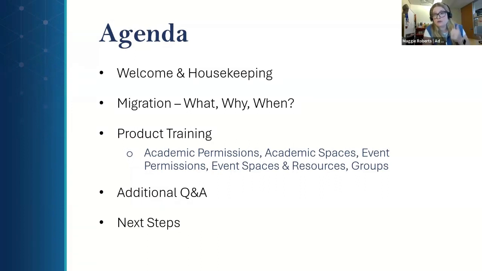So we're going to talk through the migration highlights, just like we do in every one of these webinars, in case this is your first one, of the what, why, and when. And then we're going to go through product training. I put academics on here first, but we're actually going to go through event permissions and spaces, resources, and groups first, and then jump over to the academic side of the house. If there's any additional Q&A, if we have time, we'll answer questions then, but questions should be answered throughout. And then we'll talk through next steps, like our next webinars, things like that.